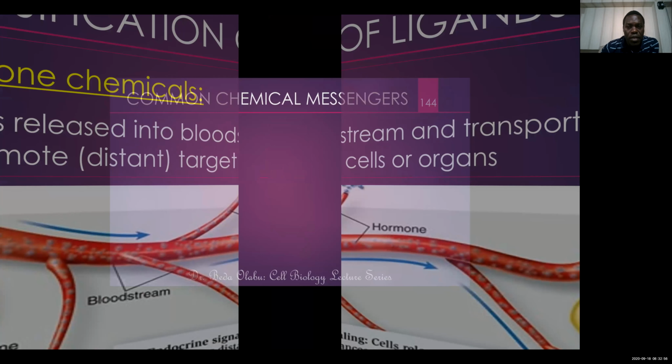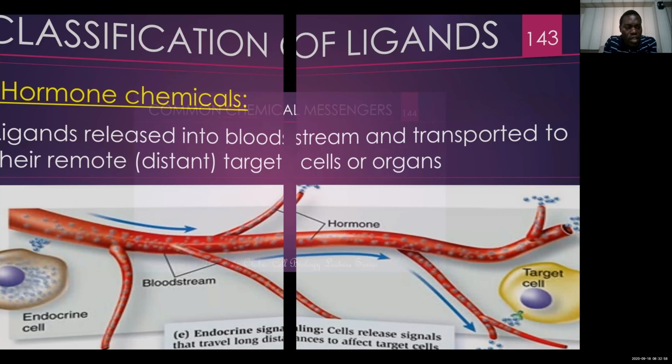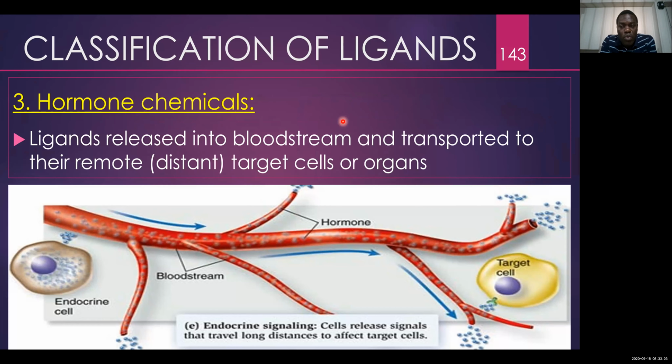Lastly, there is another class that I didn't put there, but remember I mentioned neurohormones. You call it a neurohormone when it is a neuron releasing the chemical into the bloodstream. If a neuron is the one releasing that chemical into the bloodstream, you call it a neurohormone.